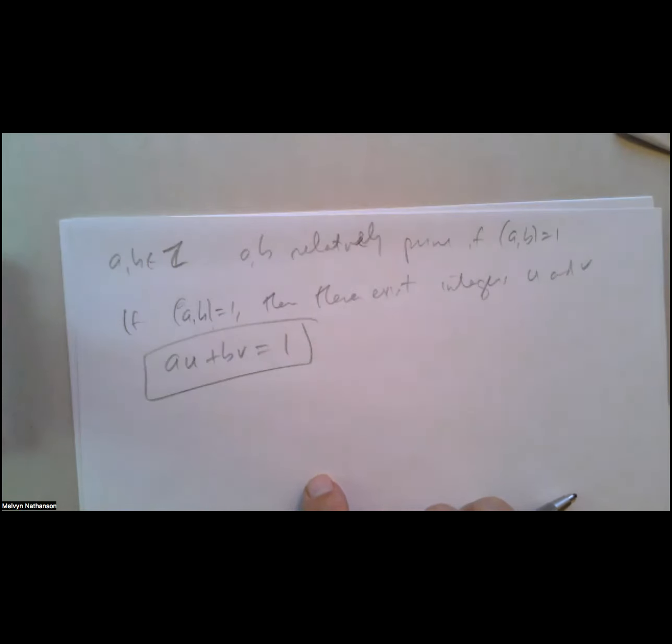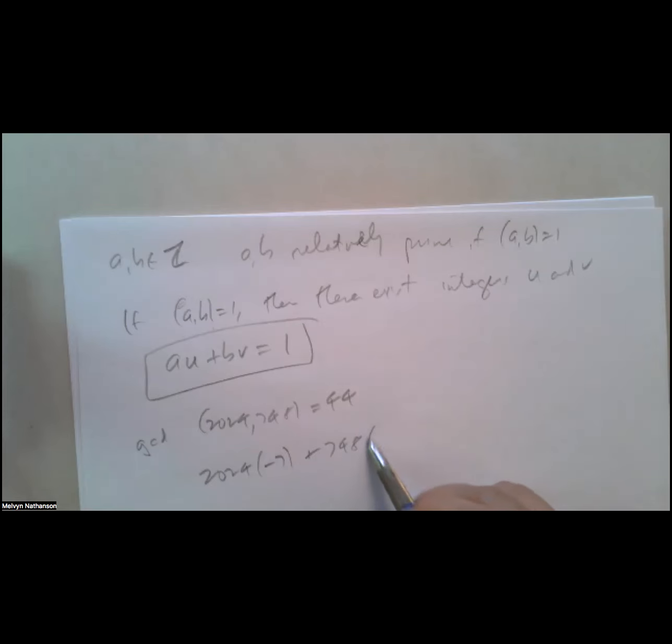So what was it that we calculated a moment ago? We saw that the GCD of 2024 and 748 was equal to 44. And not only that, but I could write 2024 times minus 7 plus 748 times 19 equals 44.